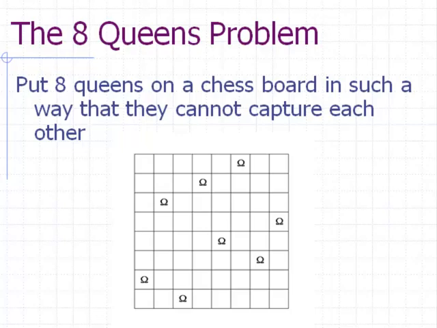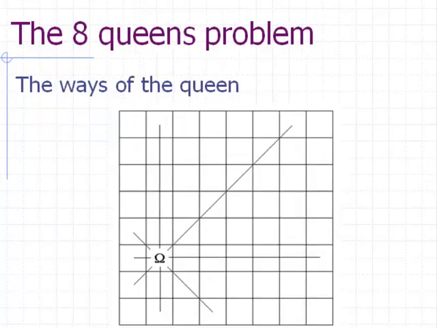This is a problem often given in computer science courses. You have to put 8 queens on a chessboard so they cannot capture each other. Here's an example. This is the way the queen moves. Queens move in a straight line vertically, horizontally, and diagonally. They can move any number of squares in a straight line.